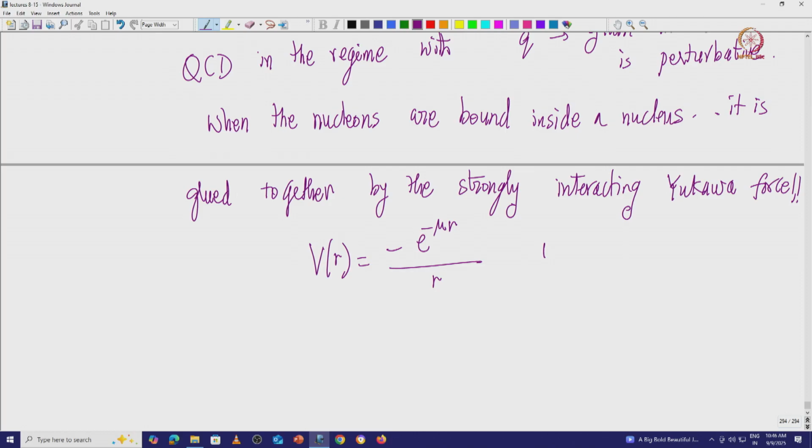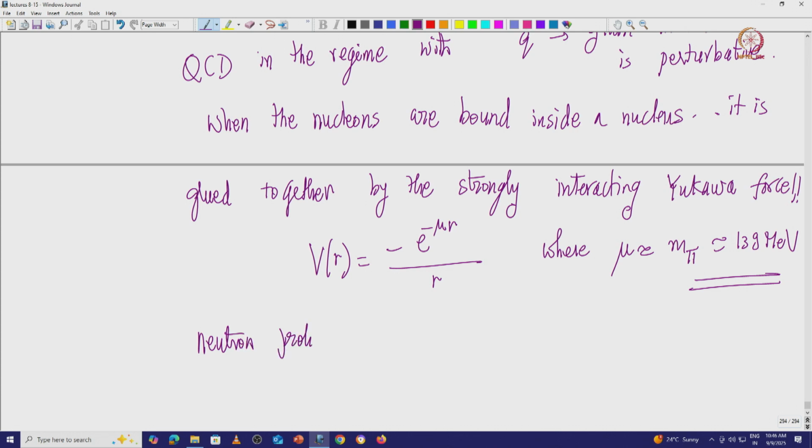where mu is a constant close to the mass of the pion. Pion mass is 139 MeV, roughly you can take it to be 139. Now, if you have the neutron proton cross section, say, all the cross sections are Yukawa interactions.